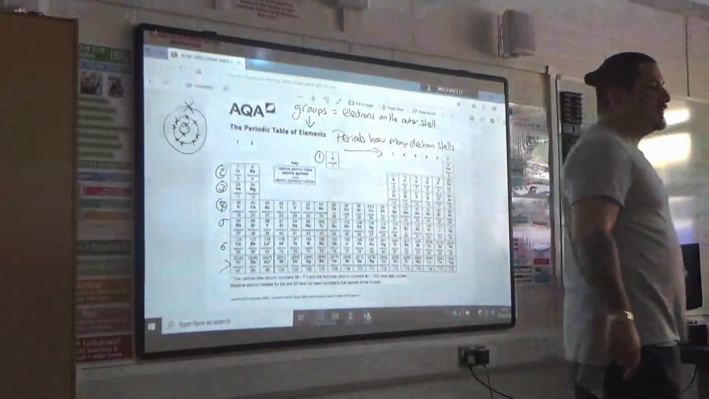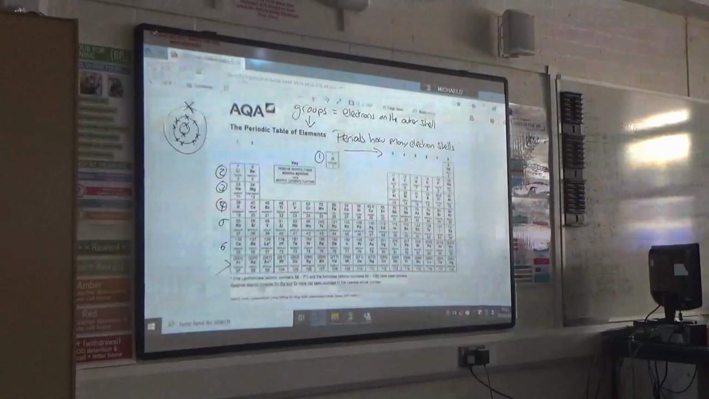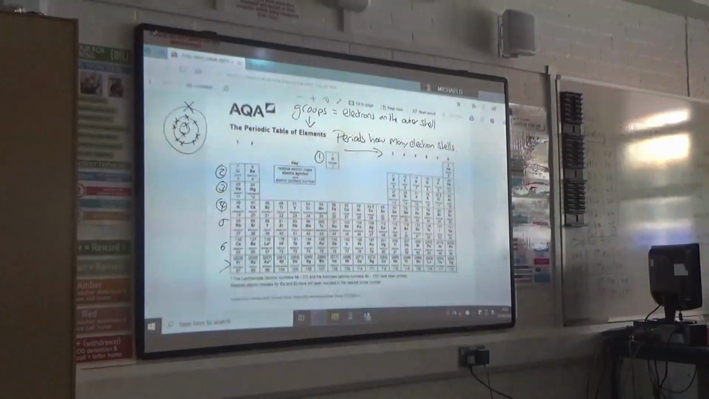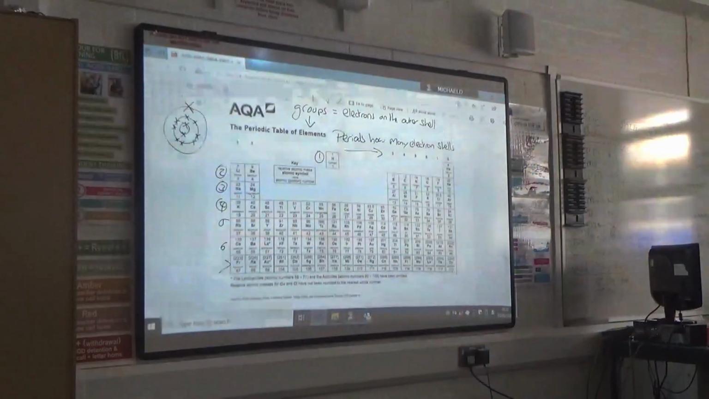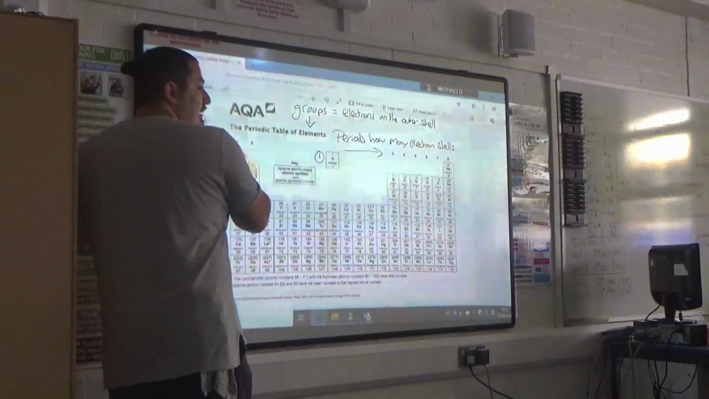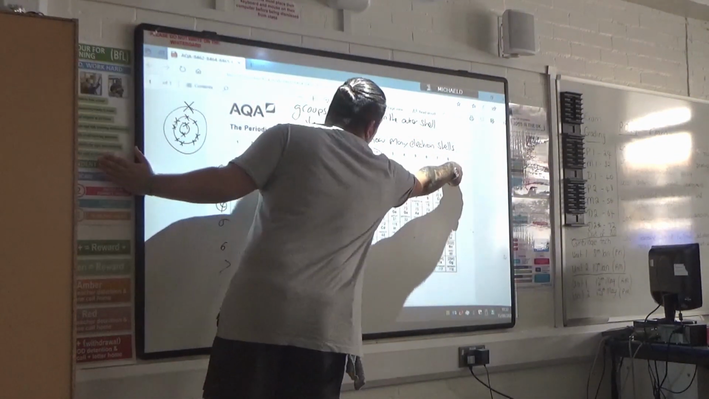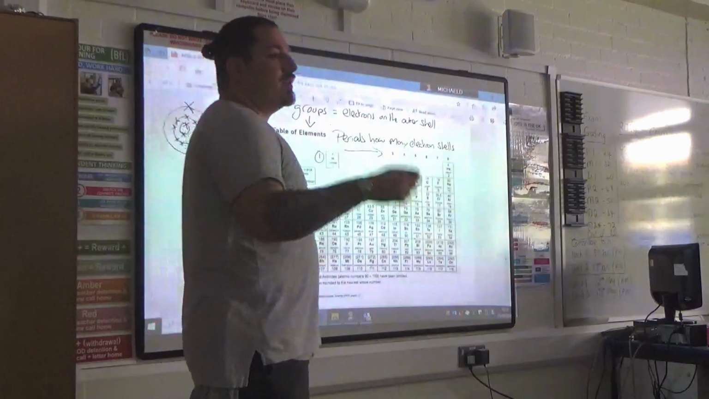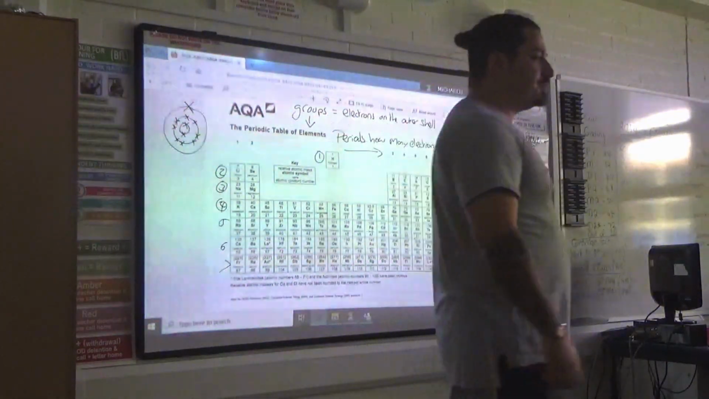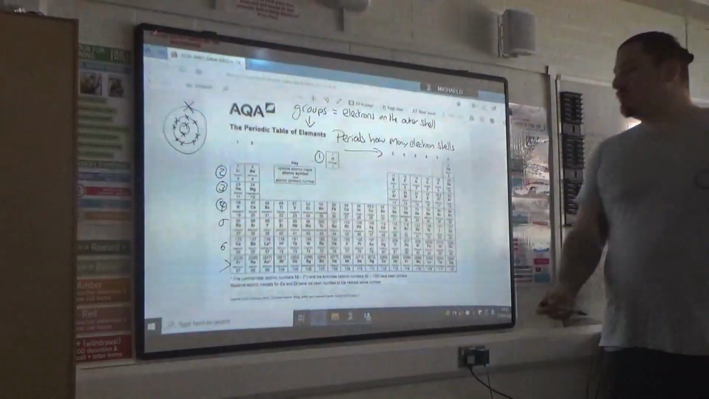Last one. Good. How many electrons on the first shell? 2. How many on every other shell after that? 8. Good. If I'm going in groups, it tells me electrons on the outer shell. How many in that? 1. How many on the outside? 2. How many here? 3, 4, 5. Good. What do I use if I want to work out protons, electrons and neutrons? Pen. You use your pen to find out protons, electrons and neutrons.